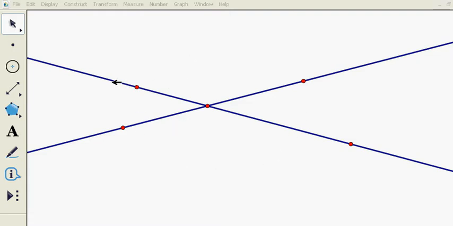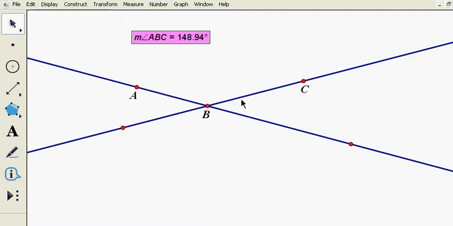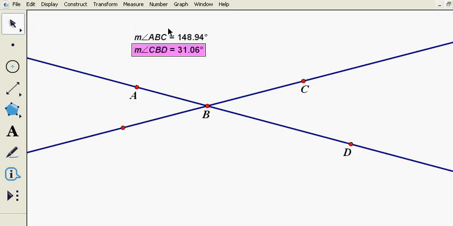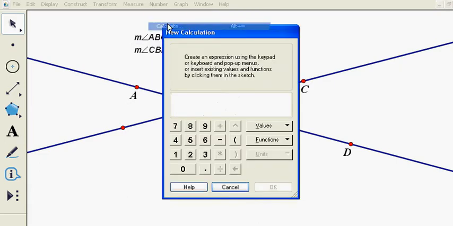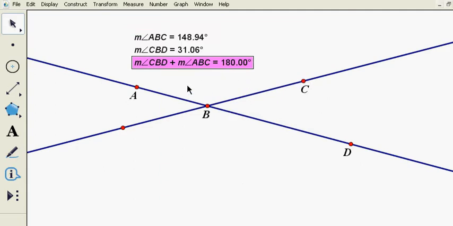In the basic angles video, we talked about angles that create a straight line. So I've got an angle here, and if I measure it, it gets 148, which is an obtuse angle. And I also create an angle here, and I ask it to measure it, which is 31. And if I tell the computer to calculate those, that one plus this one, I get an answer of 180 degrees.